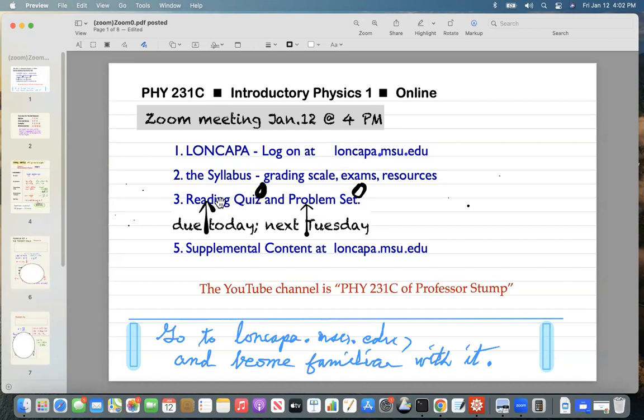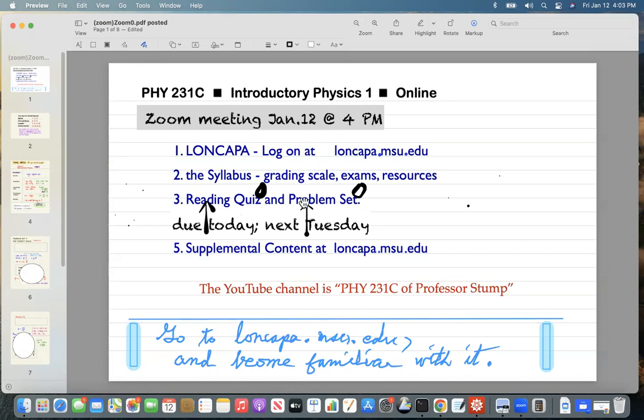So most people have already done the reading quiz. You start by reading the chapter. This first chapter is fairly short. But anyway, you start by reading the chapter, and then once you've got the ideas and the equations that you'll be using, then you do the reading quiz. The reading quiz is meant to be pretty short. They're just short answer questions. A lot of them are multiple choice.